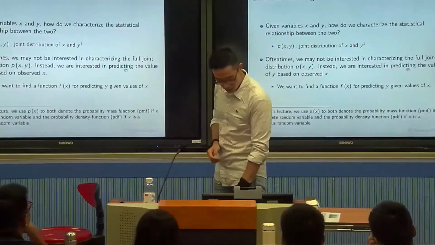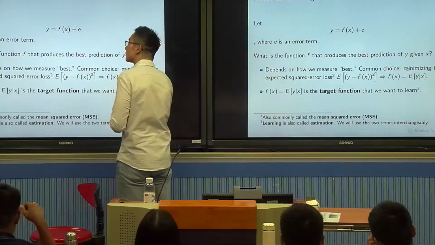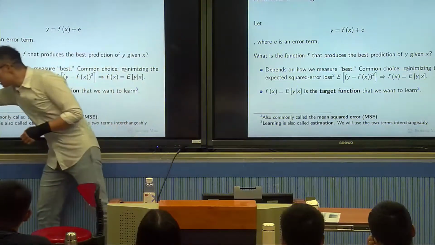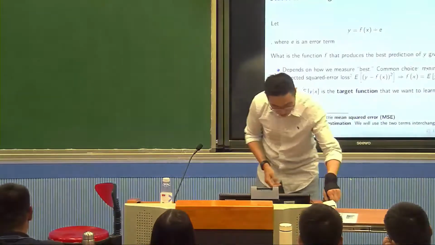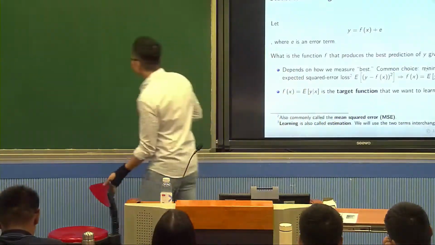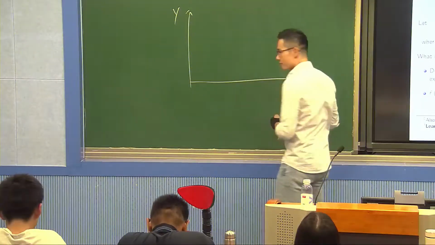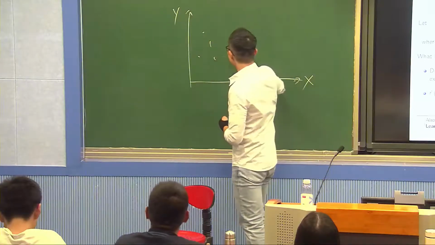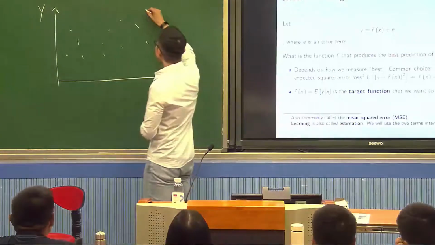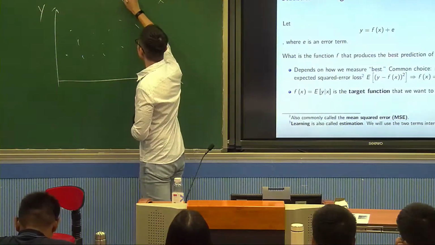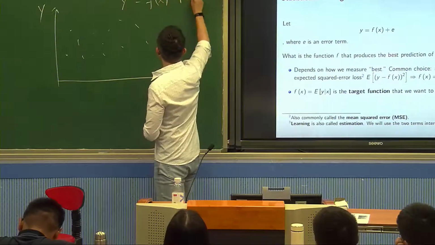Now, if I want to do that, then what I can do is this. Okay, I'm going to write on this board. So suppose our task is very simple, right? I give you an x, and you tell me what y is. We have a bunch of data. Now, to this end, I can write y equals f(x) plus e. Okay, I can write that.